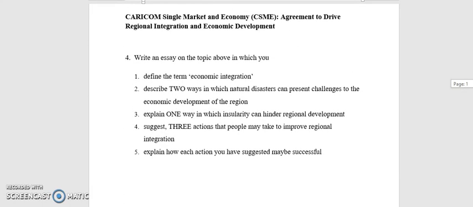Question 3. Explain one way in which insularity can hinder regional development. For those of you who do not know what the term insularity means, I'm going to define it for you. Let Google be your best friend. Insularity means being only interested in your own group or country. So the question is asking now, explain one way in which insularity can hinder regional development.